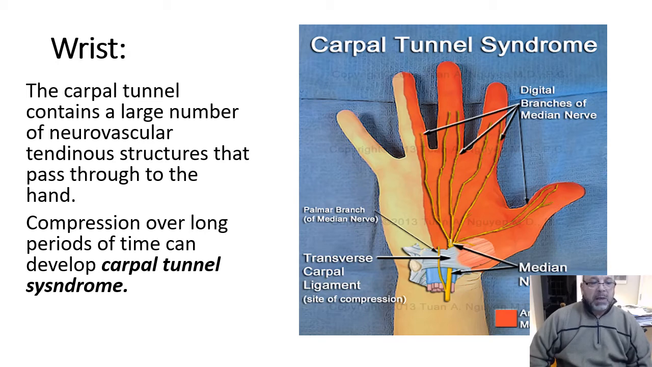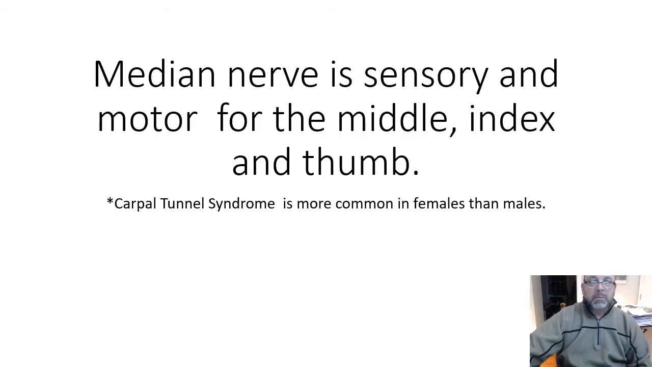But the median nerve is a very large nerve passing through there. The median nerve supplies the thumb, the middle finger, and the index finger, and a portion of the 4th digit. It supplies sensory and motor to those digits as well. So the median nerve is sensory and motor for the middle finger, the index and the thumb for sure, and there's a portion of the fourth digit that has some sensory on it. Carpal tunnel syndrome is more common in females than in males. It's very common with thyroid disease and also pregnancy.